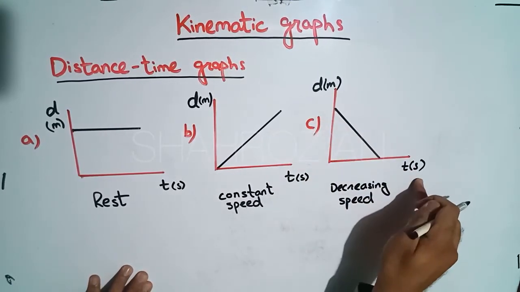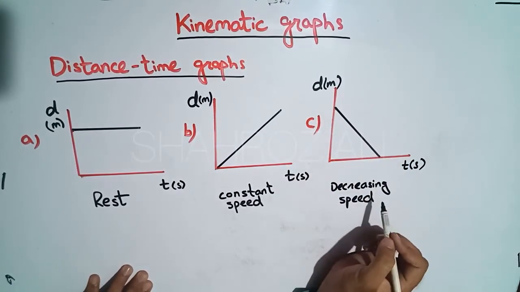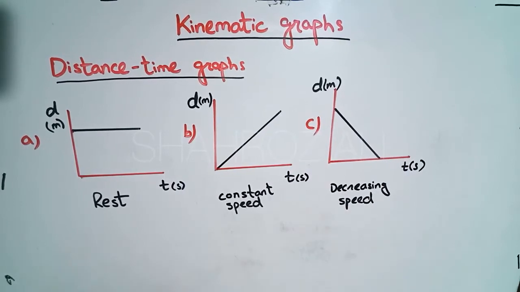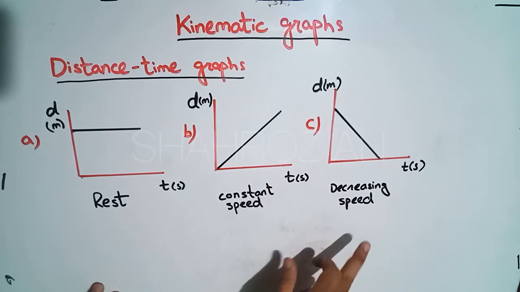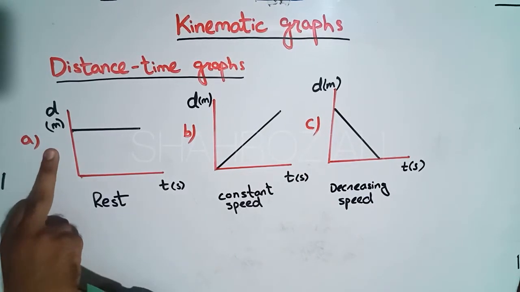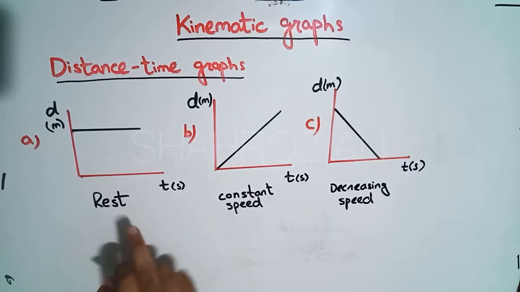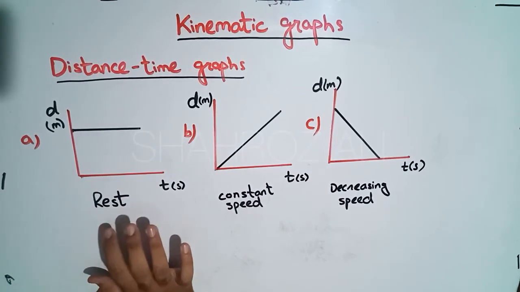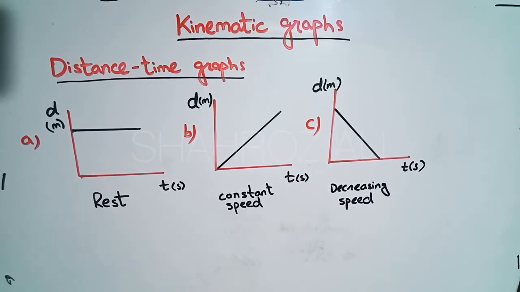These values can tell us what information of the graph will be taken. It is a distance time graph, so I am taking speed here. Here I am also talking about the speed, but the speed of the body is 0, so we can write here the body is at rest.